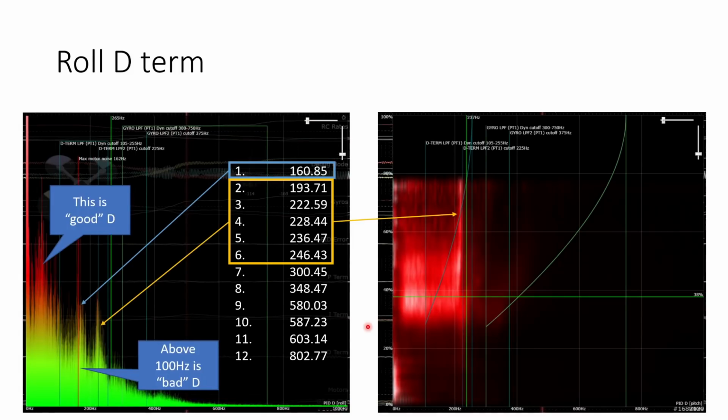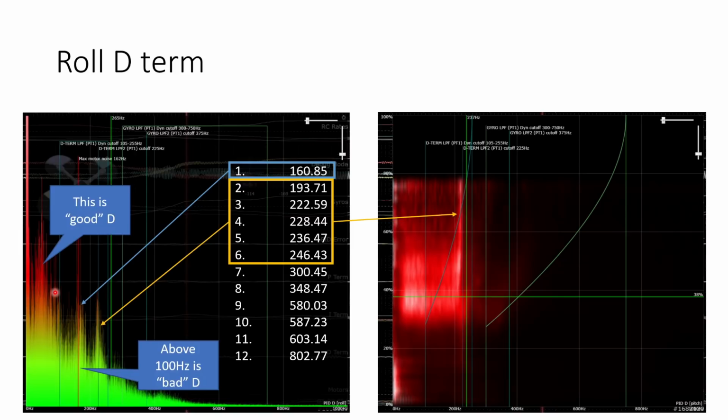If we look now at the D term for the roll axis, we can see a few different things happening. Again, we've got this big spike at 0, which is the real flight movement of the quad. And then we have some of these higher frequencies coming in. In general, my view is that anything below about 100 Hertz for a 5-inch quad, I would regard as good D term. There are aerodynamic effects, there's prop wash, there's other sources of turbulence that create movement and oscillations at up to about 100 Hertz.